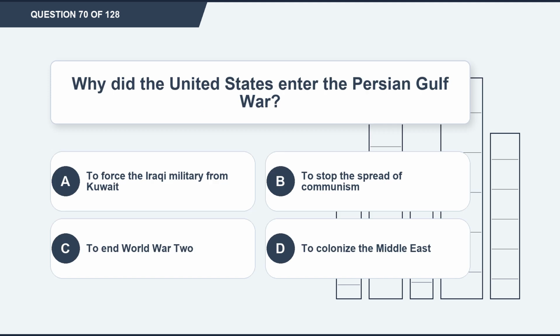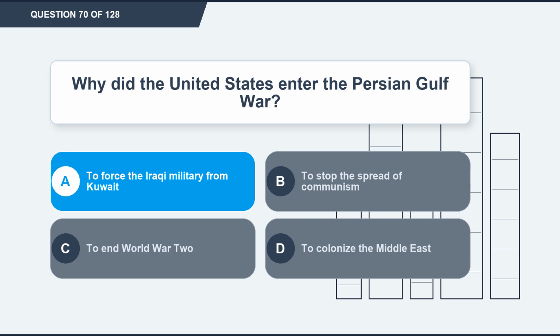Question 70. Why did the United States enter the Persian Gulf War? Option A, to force the Iraqi military from Kuwait. Option B, to stop the spread of communism. Option C, to end World War II. Option D, to colonize the Middle East. The correct answer is option A, to force the Iraqi military from Kuwait.